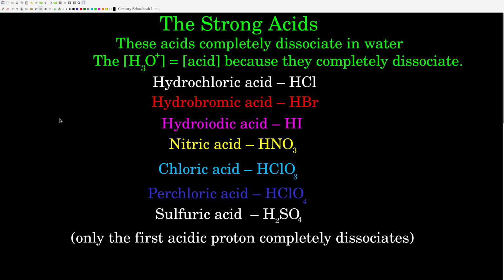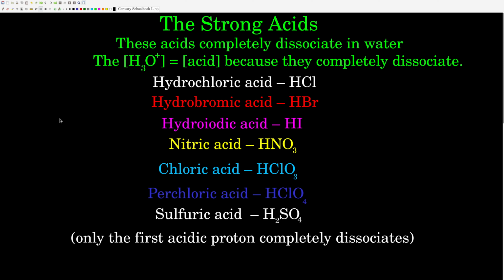Okay, so strong acids. The 7 strong acids. Here they are. Memorize them for sure. Put them on your card. What it means for something to be a strong acid is that when in water, it completely dissociates into the hydrogen ion and the rest of the molecule, the anion, the conjugate base.